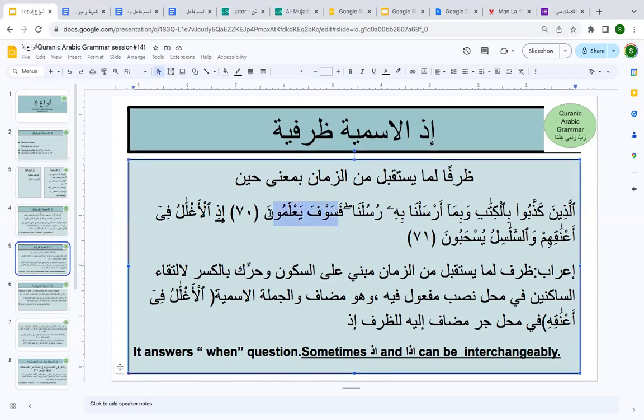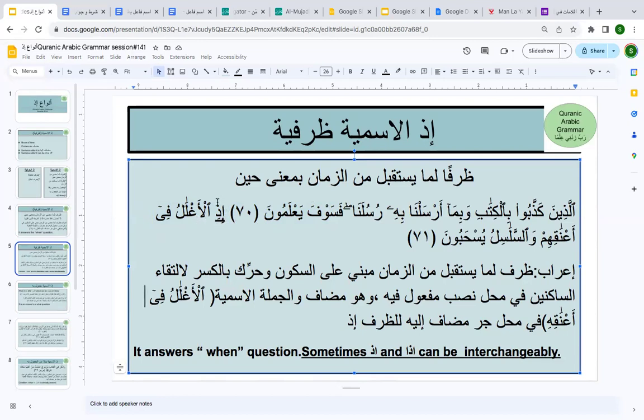So sofa ya'lamuna is izil aghlalu fi a'naqihim was-salasilu yushabun. So they shall know, they shall know when chains will be in their necks.